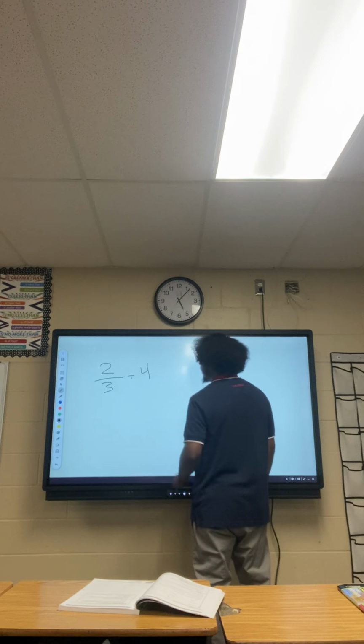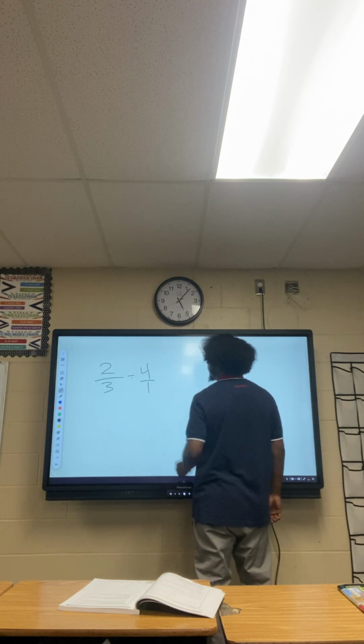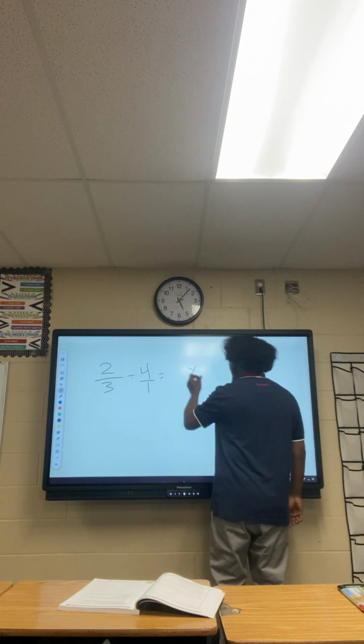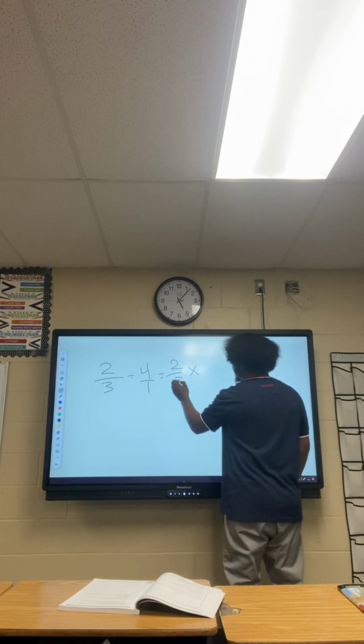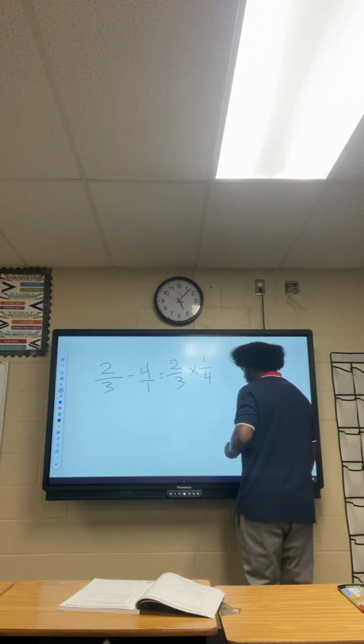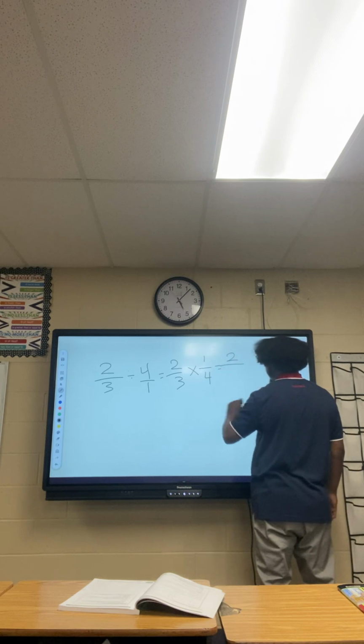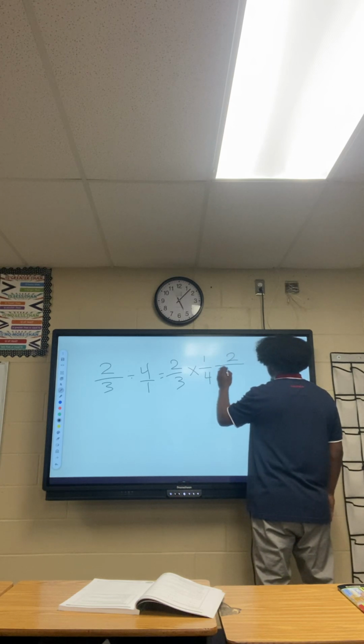So now that we have our division expression, we're going to put our whole number over 1. Now we're going to change it to multiplication. We have 2/3, and then we're going to flip the second fraction, 1/4. Now we can multiply straight across. 2 times 1 is 2, and 3 times 4 is 12.